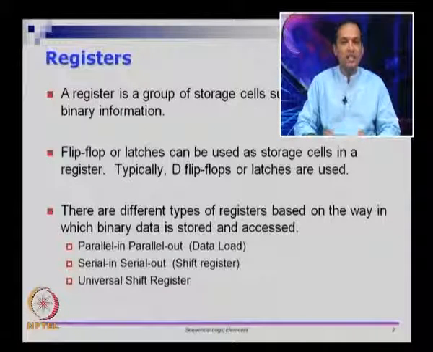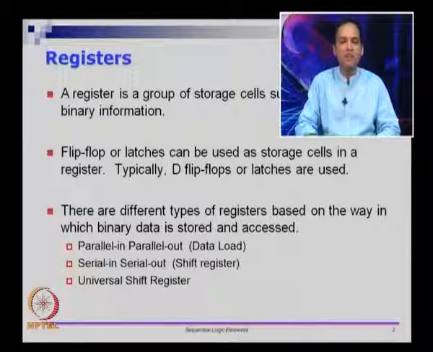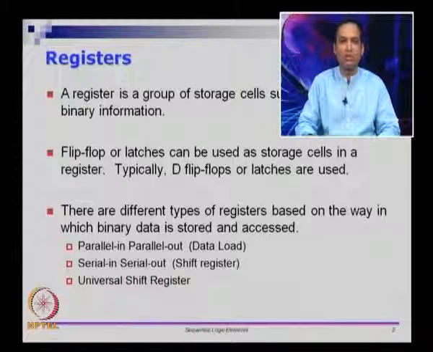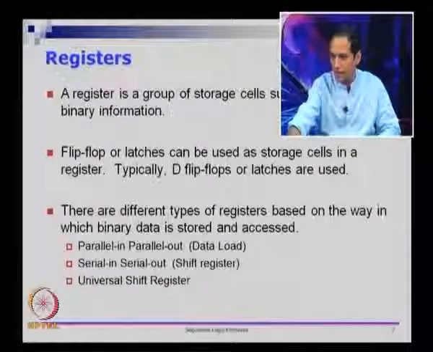So let us take a basic register. We will treat a register as a collection of cells. This collection of cells could be either D latches or D flip-flops, and there are different ways in which you can group the cells together. Namely you can do what are called parallel in, parallel out, serial in, serial out, or a universal shift register and so on. We will see each one of them in detail as we go along.